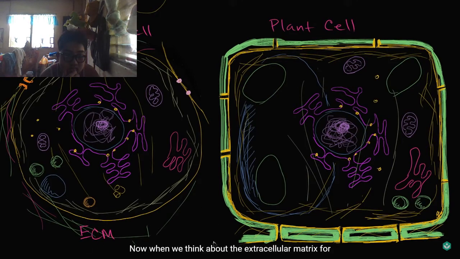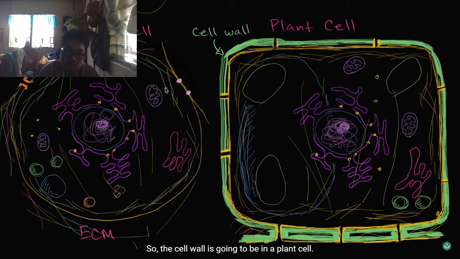Now, when we think about the extracellular matrix for a plant cell, we also think about some of the components that are involved in the actual cell wall. And so the cell wall is a key difference between plant and animal cells. The cell wall is going to be in a plant cell. Animal cells don't have cell walls.